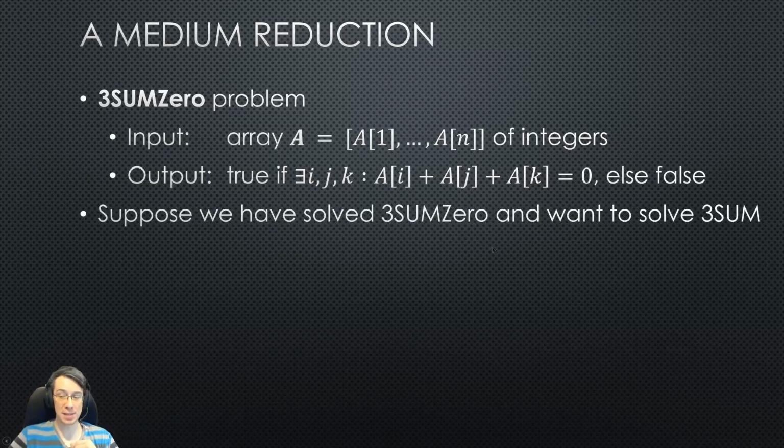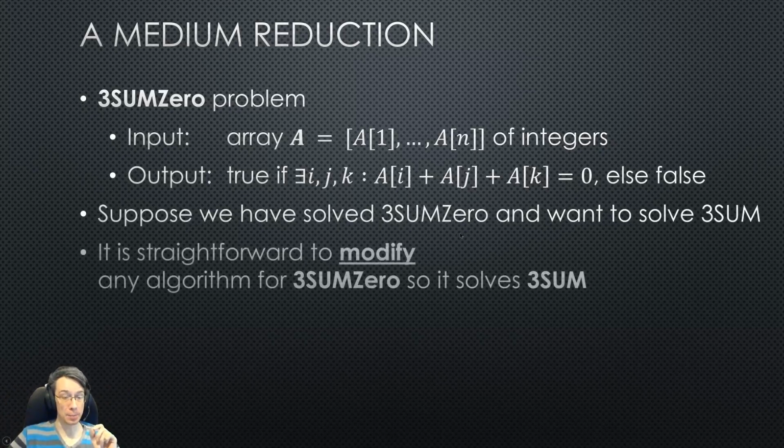But what if we want to go the opposite direction? What if we've solved 3-sum 0, so we can decide whether there are three elements in the array that sum to 0? Can we then figure out if there are three elements that sum to a target t? So we want to solve full-blown 3-sum with a target. We want to use as a subproblem a solution to 3-sum 0.